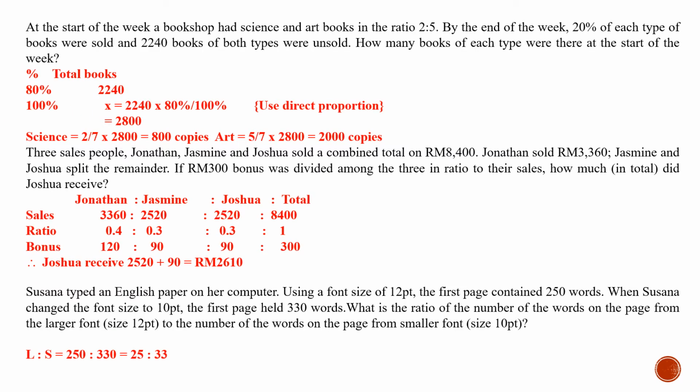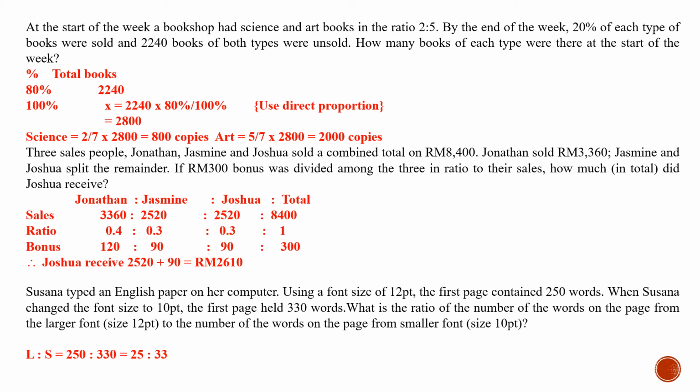Okay. At the start of the week, most of you got this right, but y'all gave me a total of 2,800. Actually, you're supposed to give me one by one how much of each type of book there is. All right. The next one, 3 salespeople combined. Yeah, this one, not many of you got it right. I don't know why. Total is 8,004. Jonathan sold 3,360. I've written down there. Can you see that? Jasmine and Joshua split the remainder, which is 2,520.